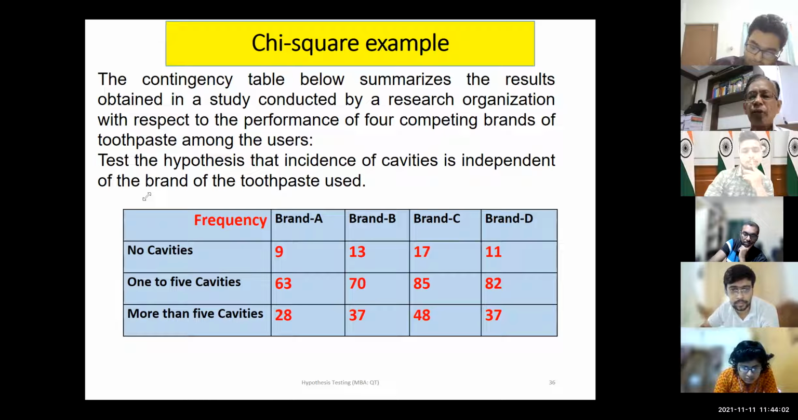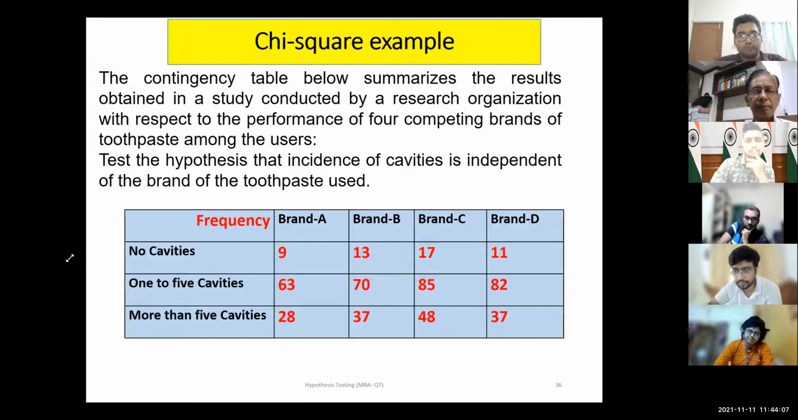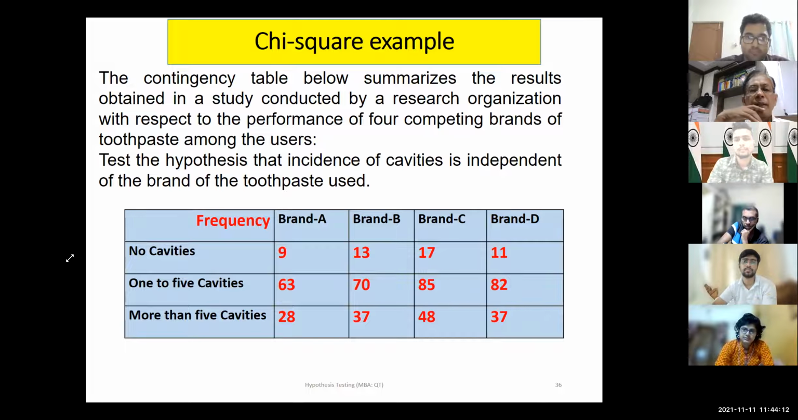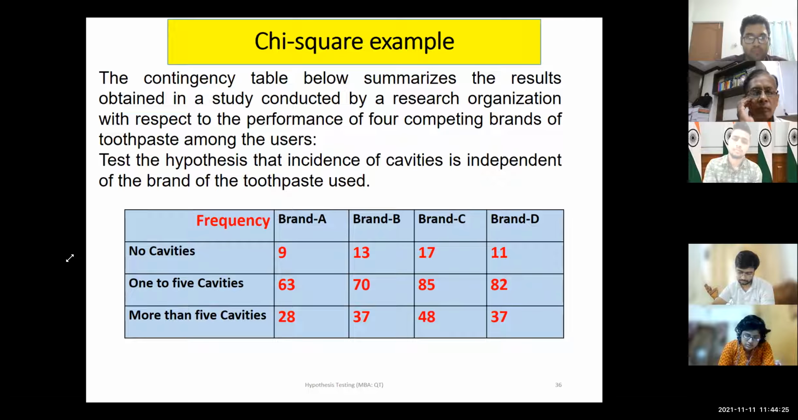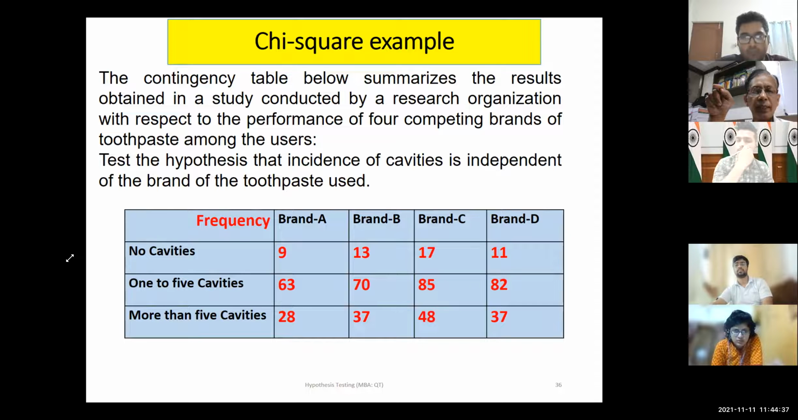In the chi-square test, how do we find degrees of freedom? Row minus 1 into column minus 1. Very good. So what is degrees of freedom here? 3 minus 1 into 4 minus 1, 2 into 3, 6. So it is 6 degrees of freedom. When we refer to the chi-square table, don't forget to refer to the 6th row, 6 degrees of freedom. All of you are clear now?